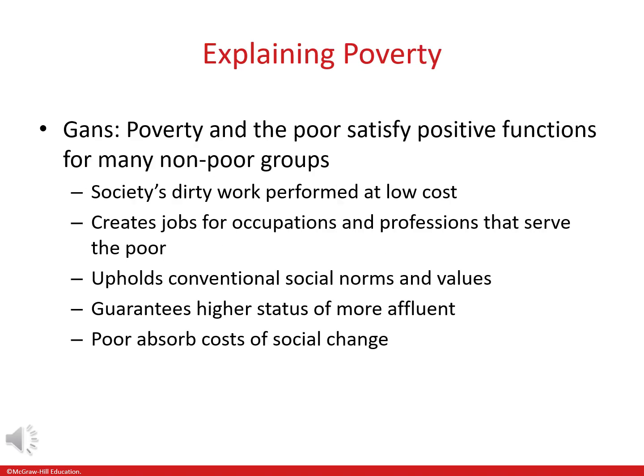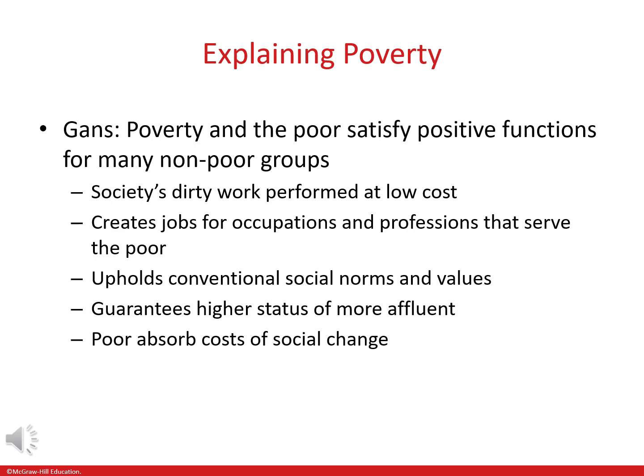An explanation of poverty by Gans. Poverty and the poor satisfy positive functions for many non-poor groups. So basically those that are in poverty work for everyone else. They perform the dirty work of society, and they have low wages. It upholds conventional social norms and values. As far as social norms, it seems that we are used to a hierarchical system, and it wasn't always that way in this land, but that's how it is now, and it's been that way for some centuries. It guarantees a higher status for those that are more affluent versus those that are in poverty.